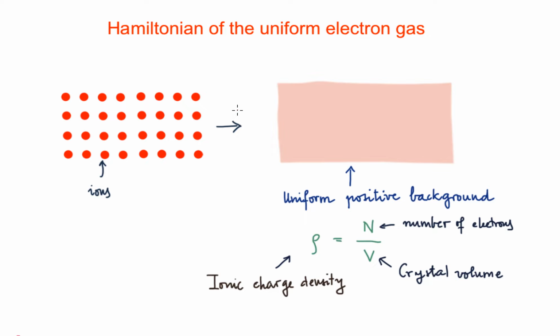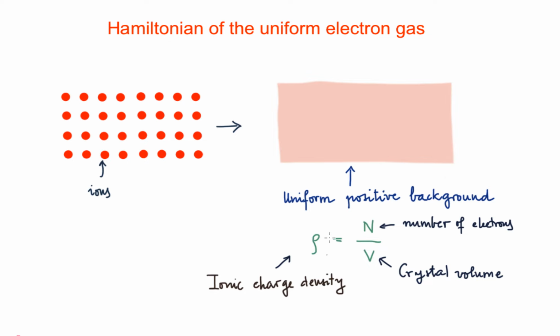We'll consider here the simplest approximation we can use to model a solid. This approximation is called the uniform electron gas, or the homogeneous electron gas, or the Jellium system. The first step for that approximation is substituting all the ions, or the nuclei we have in the system, with a uniform positive background.